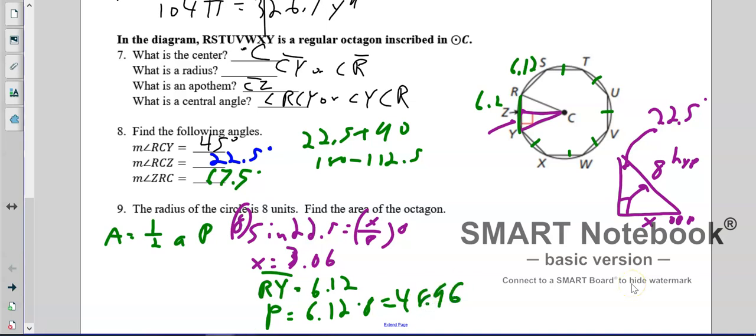So we're almost there. We have our perimeter. We need to find our apothem. What's our apothem? Remember, it's ZC. That's this right here. Okay? So we have two choices.